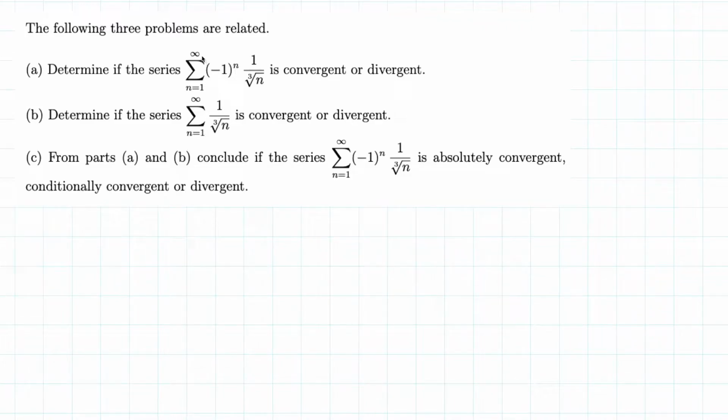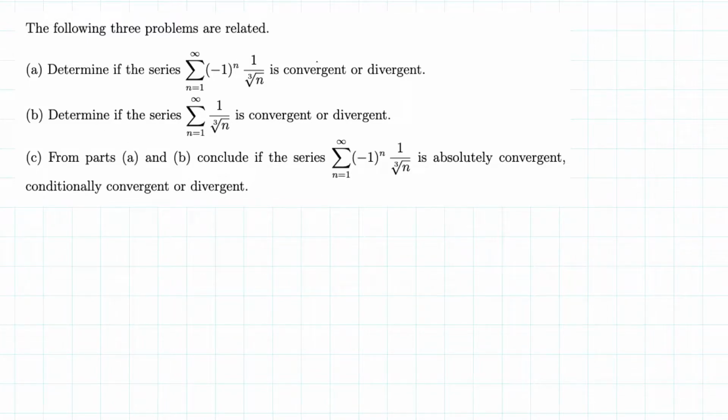It looks like if we take the absolute value of the inside, this negative 1 to the n will always be positive. So we have that situation. And in part C, it asks, using parts A and B, conclude if this alternating series is absolutely convergent, conditionally convergent, or divergent.